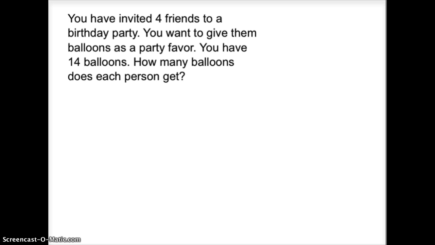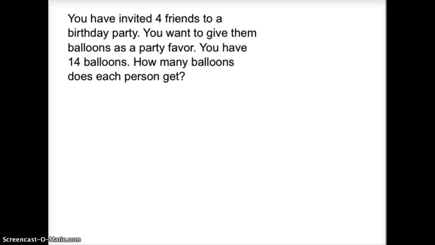The next type of question was this one where it says you have invited 4 friends to a birthday party. You want to give them balloons as a party favor. You have 14 balloons. How many balloons does each person get? Now in this case there are more items than the people that have to share. So we should be able to see that there's going to be whole numbers that each child will get. But if you can't, we can always draw this out as well. Again, they would draw the people, label them 1, 2, 3, 4, and draw the 14 balloons out.